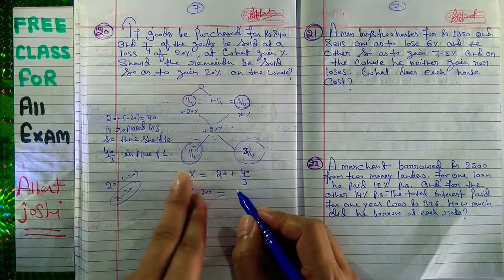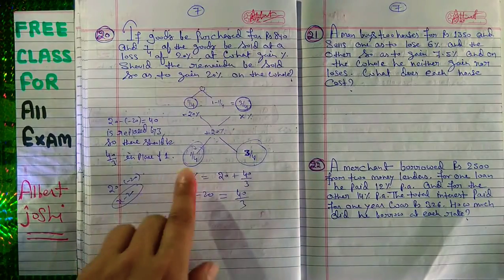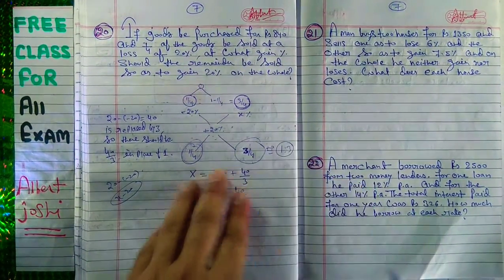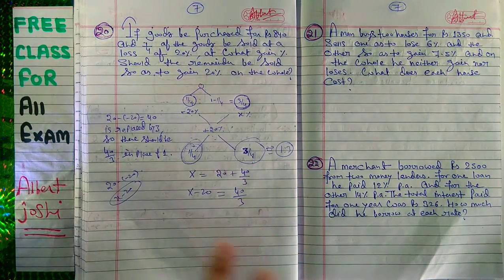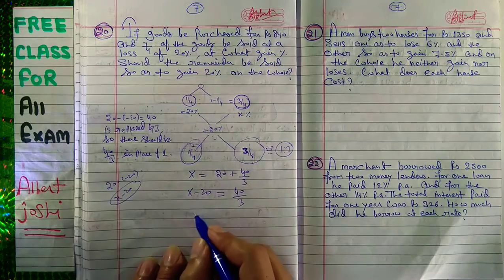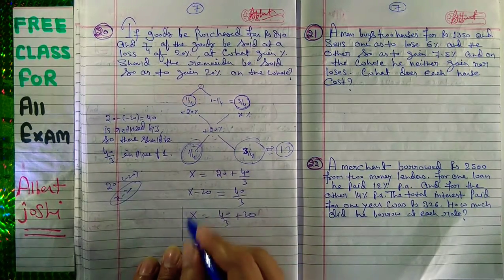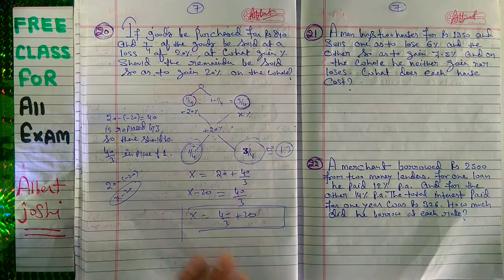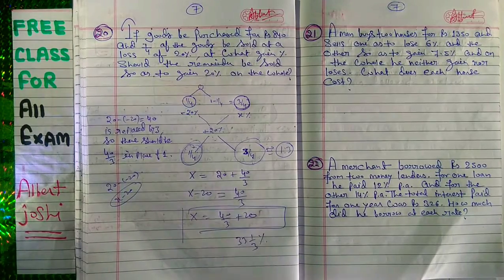In place of this 1 we have written 40 upon 3. Actually the ratio is 1:3. 4 and 4 will cancel, 1:3. So that is 40 upon 3. So your x is equal to 40 upon 3 plus 20. I think that you understand what we want to teach you. So your value will be 33 1/3%.